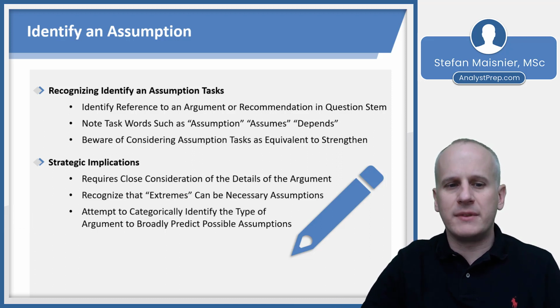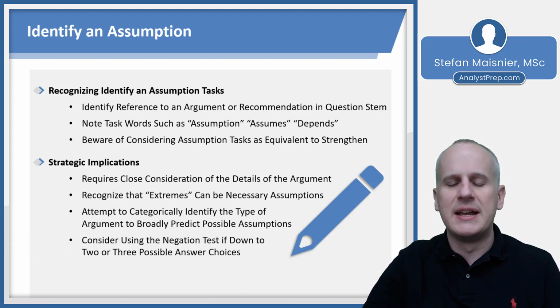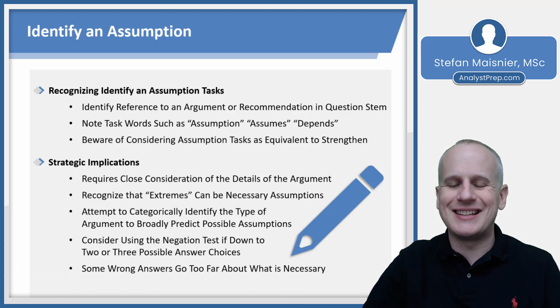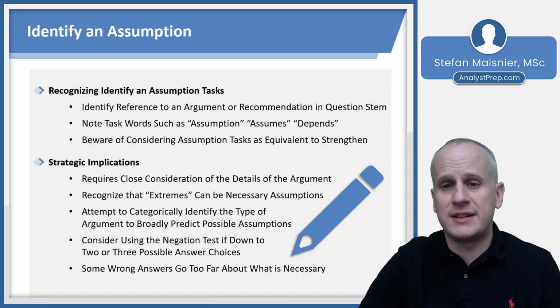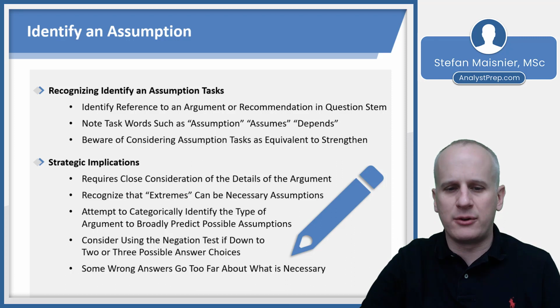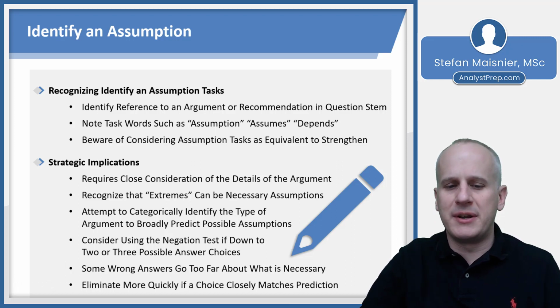Now, you're going to need to categorically identify the type of argument to broadly predict possible assumptions. And you're going to want to use what we call the negation test if you get down to 2 or 3 possible answer choices. And we'll do that in an example here later in this lesson. Recognize that some wrong answers as de facto task reversals will go too far about what is necessary. You'll say that actually doesn't need to be true. If it's not true, and this gets back to the negation test, doesn't make the argument categorically fail. And of course, you can eliminate more quickly if a choice proactively matches your prediction of what the assumption should be.